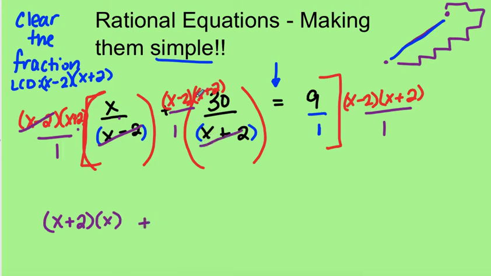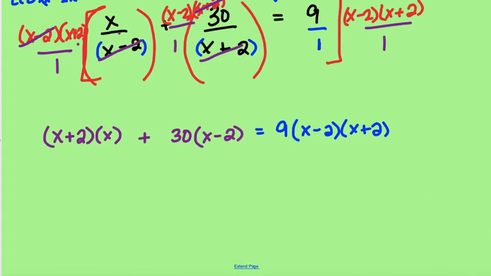The x plus 2's will cancel, and I'm left with, I'm going to actually put the 30 in front, 30 times x minus 2. Now on this side, it's a little bit trickier because I don't have anything that cancels, so I actually have to do 9 times x minus 2, x plus 2. All right, so now no more fractions. So the equation's already simpler.